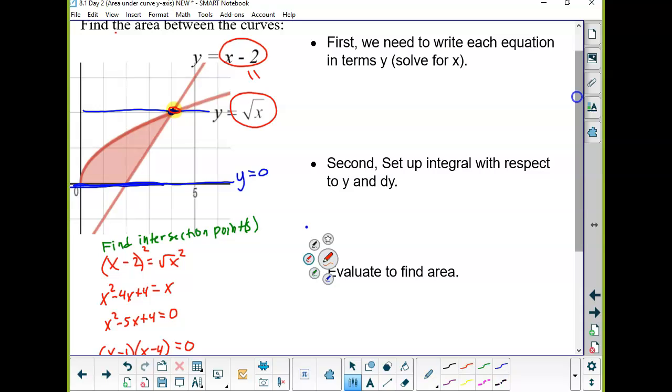So this is the spot over 4 up 2, which tells me this blue line is the line y equals 2. And that helps me divide this up. Okay, so first, this might have been the first thing we should have done in terms of our steps. Find the intersection points.